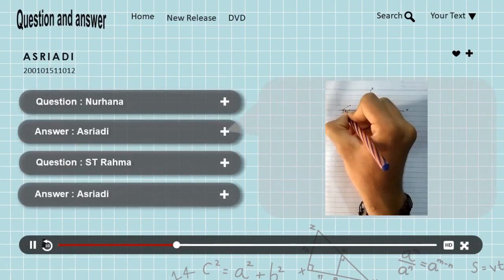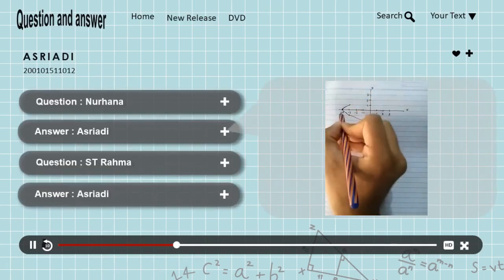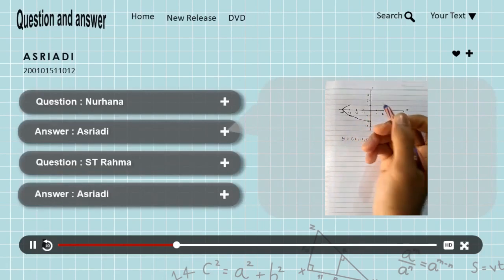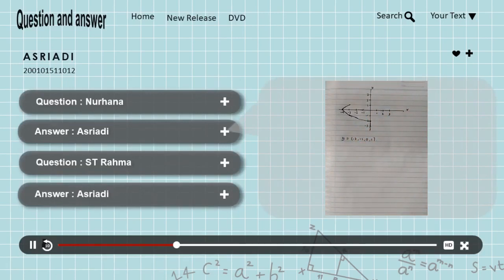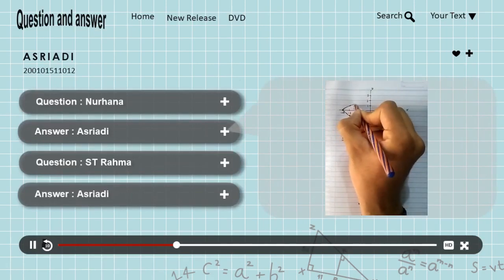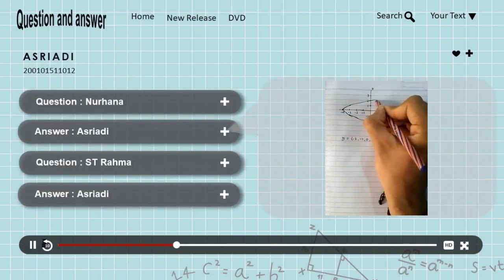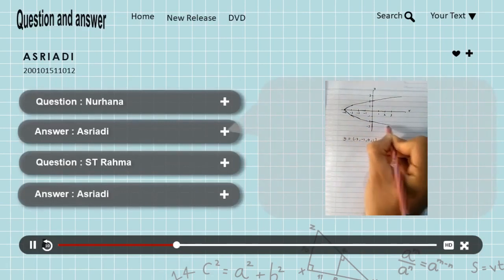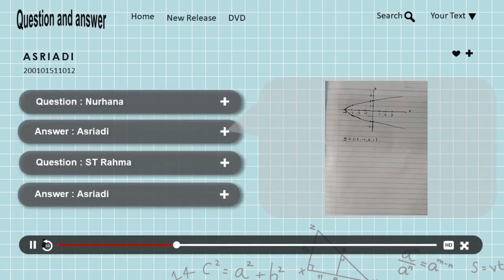And this is symmetry because this line is not the same as this line. But if the value of y is not bounded, then the line will be like this, infinity. So if the value of y is not limited in value, then it must be symmetrical.